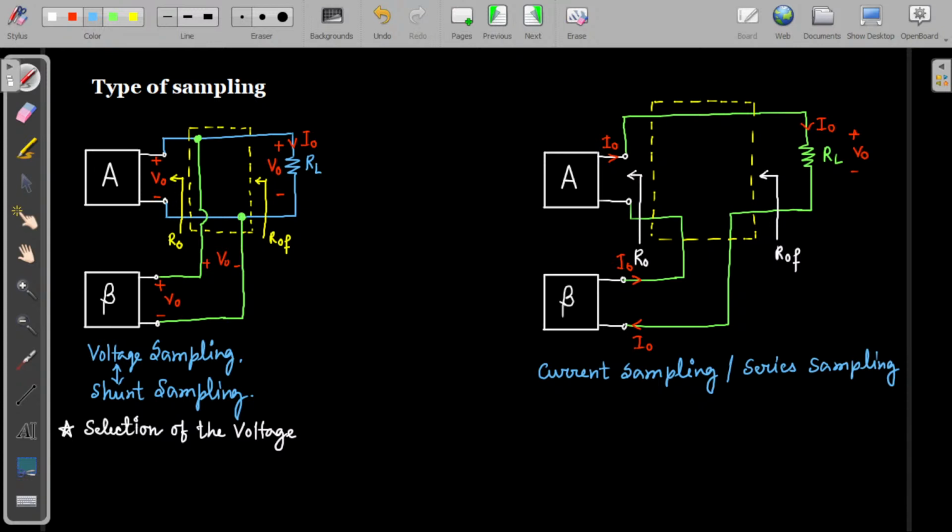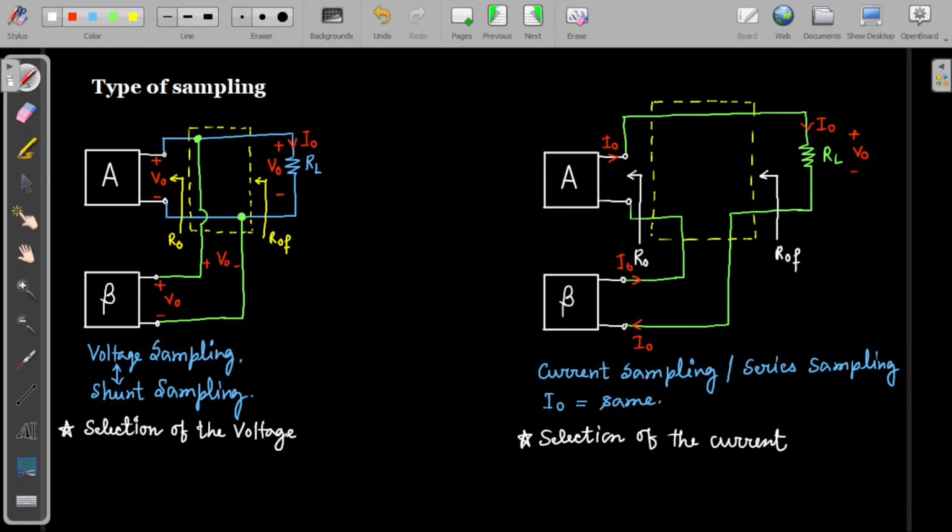So in this case, what we can see is that I0 remains the same. The I0 will be the same for both the feedback path and the basic amplifier. But in the voltage sampling, what are you getting? You are getting the V0 as the same. So that's why we can write here, यहाँ पे जैसे आपका सिलेक्शन ऑफ वोल्टेज था, यहाँ पे होगा सिलेक्शन ऑफ करंट. So we are selecting the current information to go into the feedback path. That's why the selection of current.